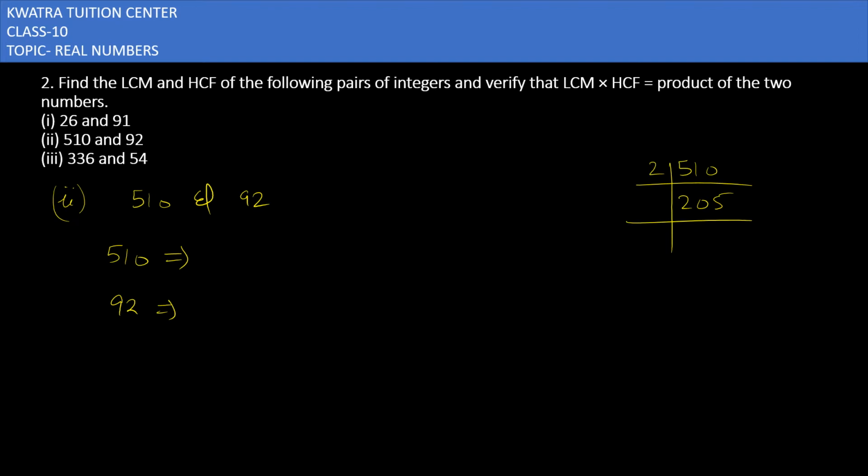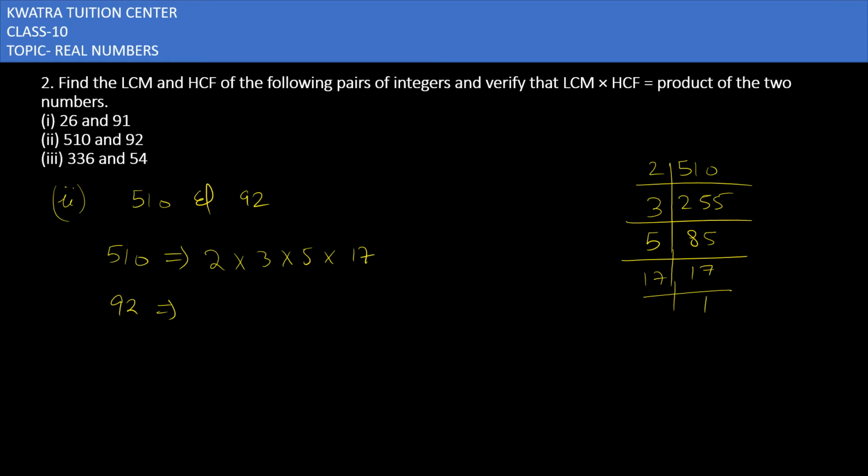Let me just rewrite. It is 255, half of 510, and it is divisible by 3. If you divide it by 3 it will give you 85, and then you can divide it by 5, it will give you 17, and it ends at 17. So 510 can be written as 2 into 3 into 5 into 17.